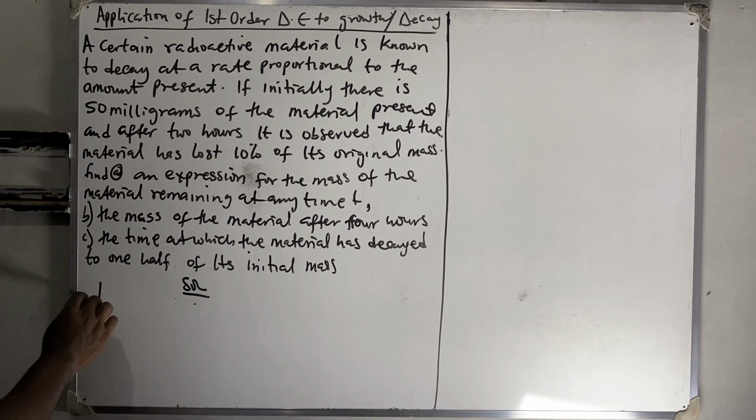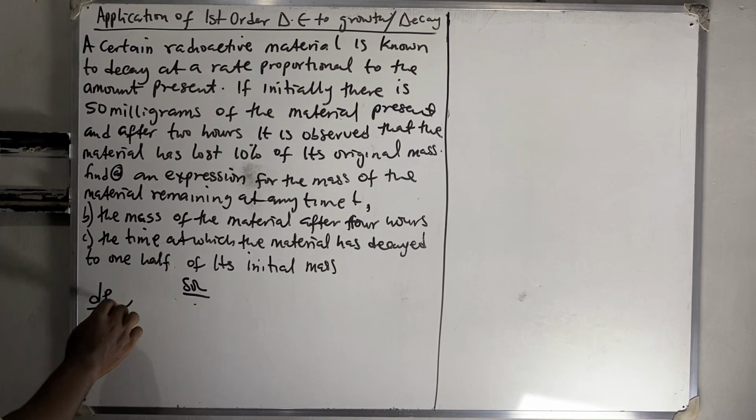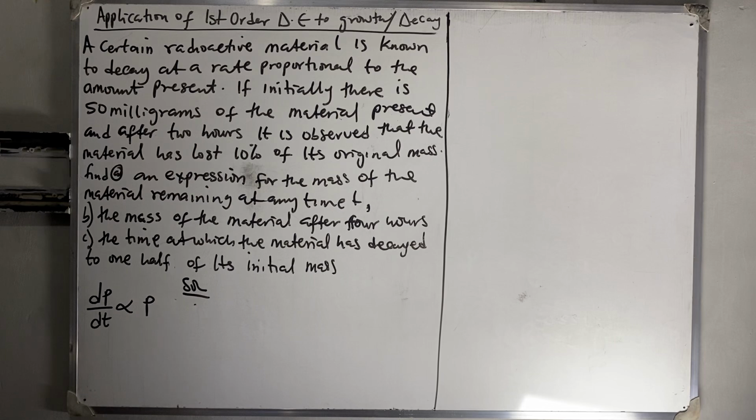Okay, so this is a decay problem. We're going to have that dP over dt is directly proportional to the population present. So if you remove the proportionality sign, we are going to be bringing in a constant. Therefore, dP over dt is equal to a constant times P. Or let me use R as my constant. A constant, then P.